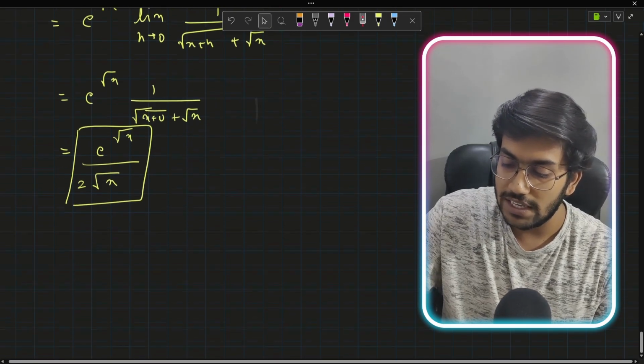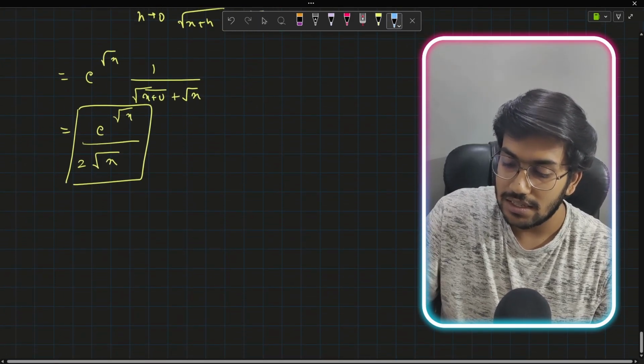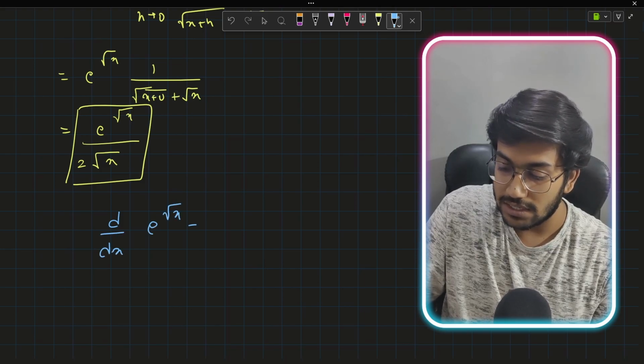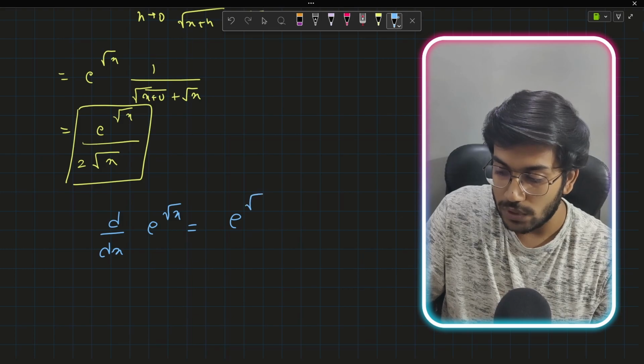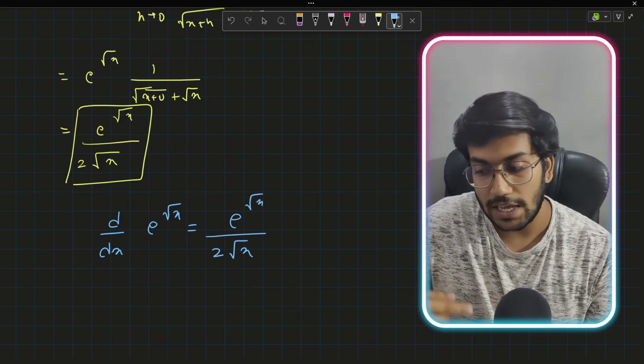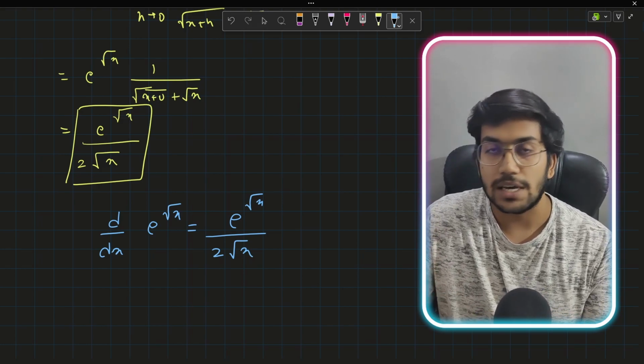So finally what we can say is the derivative of e to the power root x is e to the power root x over 2 times root x, using both the chain rule and the first principle. So yeah, that's the video.